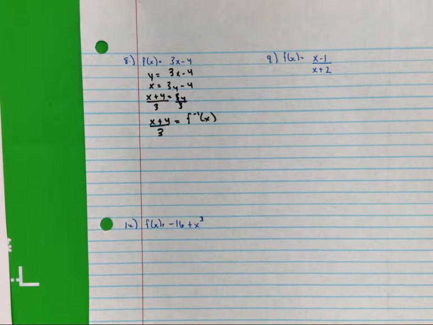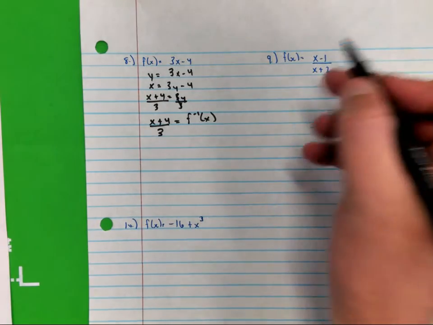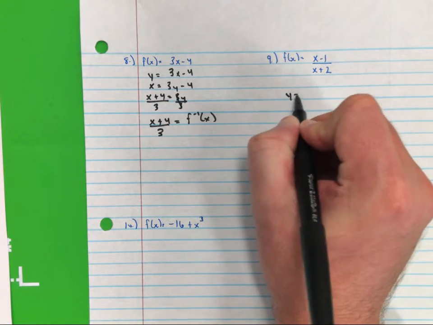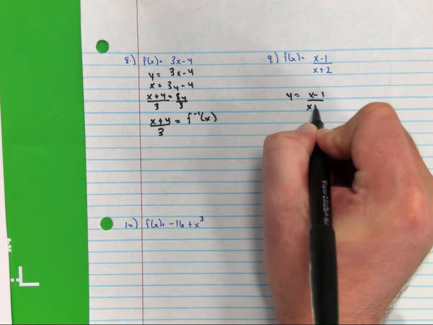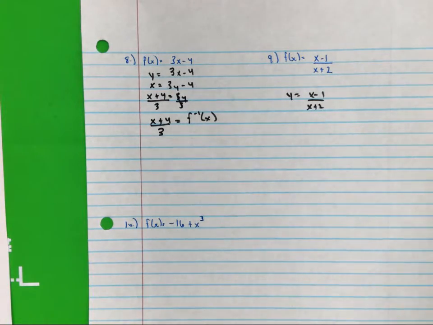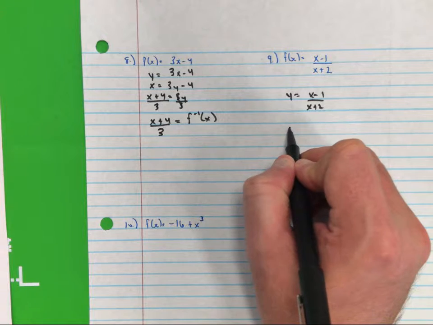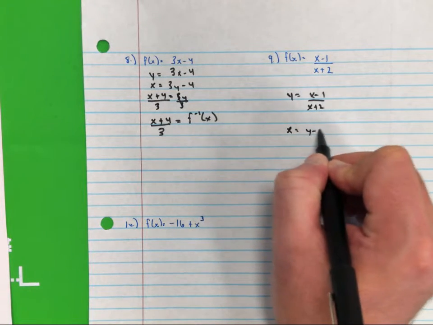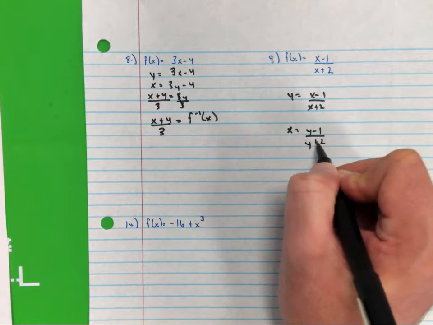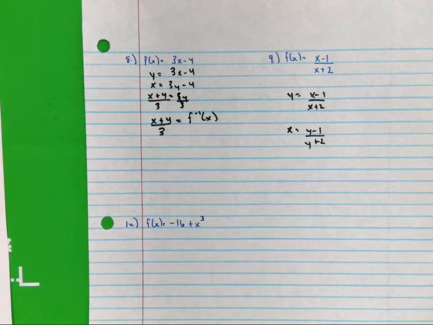Let's do number 9. Okay, I'm going to rewrite f of x as y equals (x minus 1) over (x plus 2). Now I'm going to swap the position of x and y. Now, I want you to notice this. We have 2 y's in this problem.